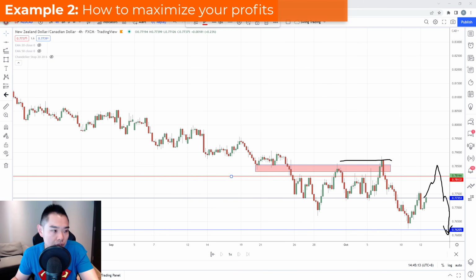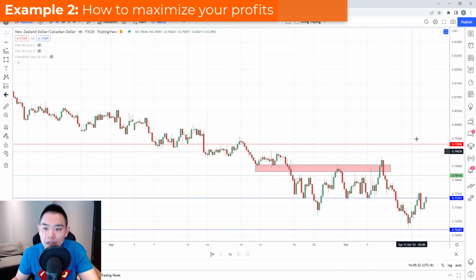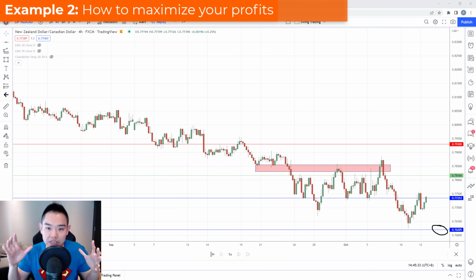Usually what I do is that my stop loss is already at a logical level. I'll leave it as it is. My target is at this point over here. I know I almost got filled on the trade, but I didn't quite. So I'm just going to leave my plan as it is. Either it's going to hit my stop loss or hit my target.